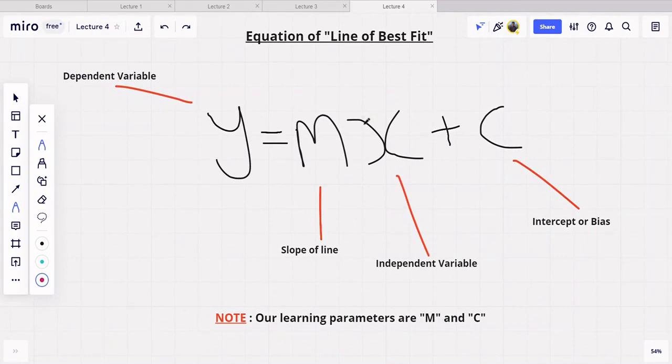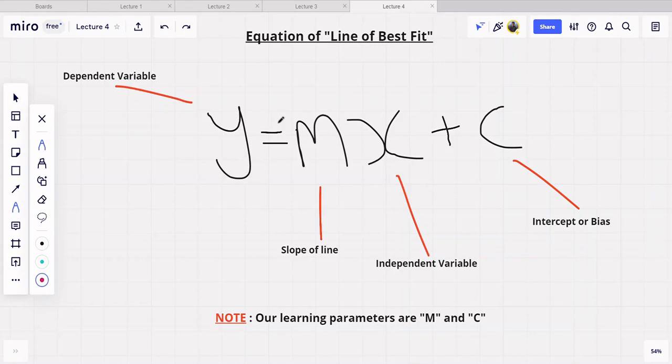So how do we use this equation to find the line of best fit? If you look closely, x is basically a variable. It is our responsibility to give the input as x, so we don't need to worry about x. And we also don't need to worry about y because we are trying to predict y. Y is a dependent variable.